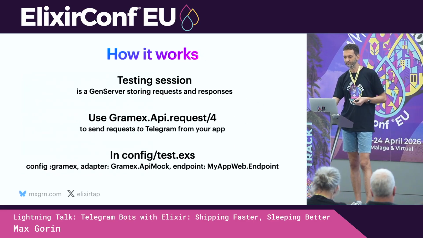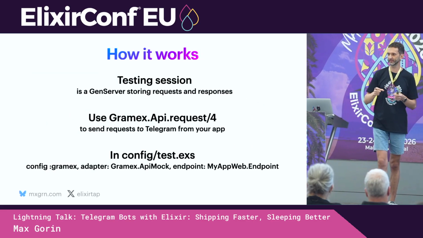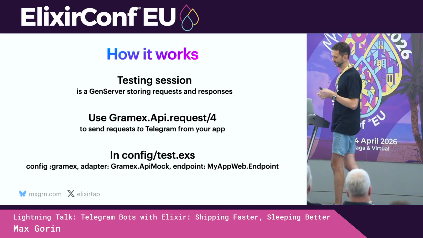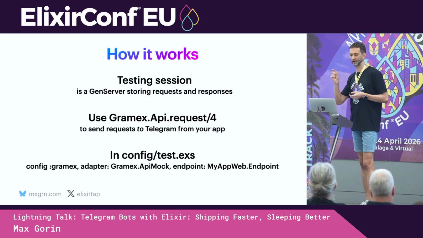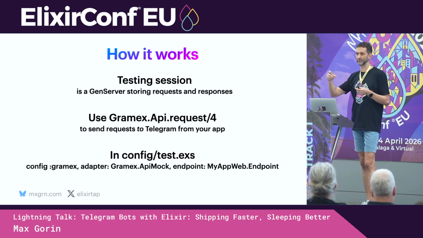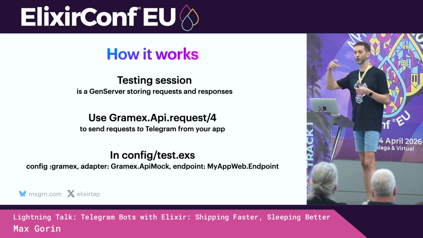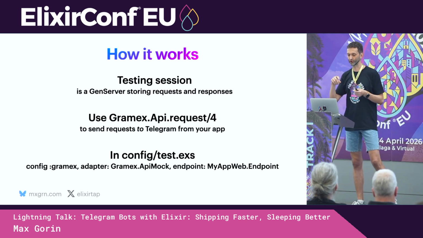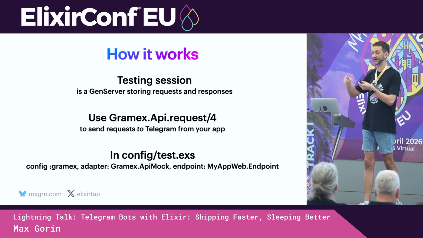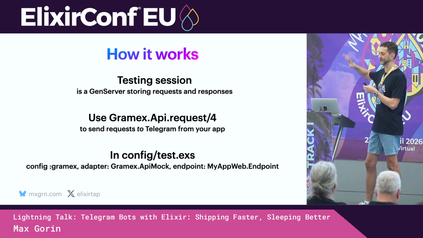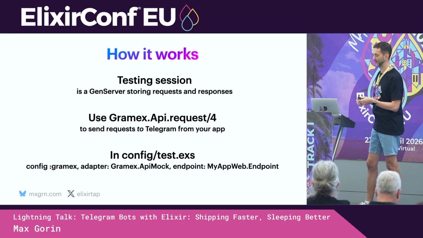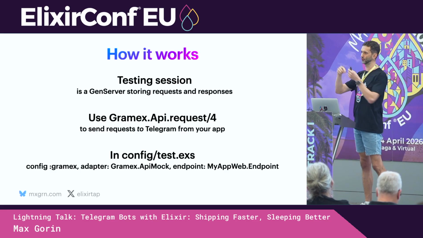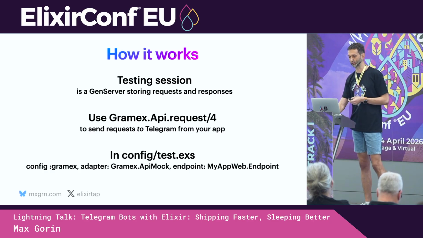My tests became much more readable because of this, and I'm much happier with the end result. So how it works: the testing session is just a GenServer which stores requests and responses. And your application needs to use the Gramex API module to call Telegram. Then in the config test.exs, you configure an adapter which replaces the real calls with the API mock and specifies the endpoint for Telegram to call you back, right? And that's how the whole thing works.